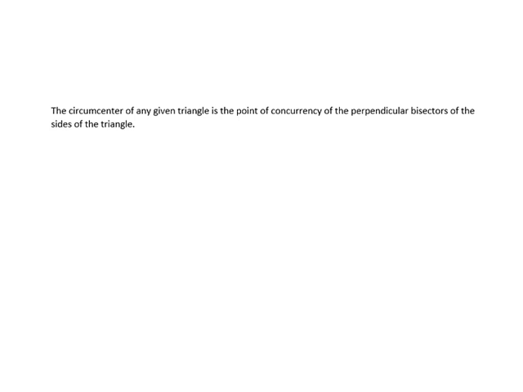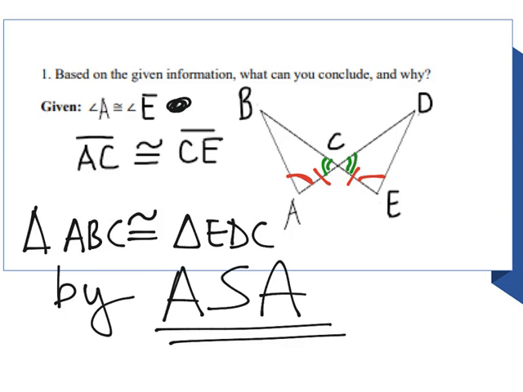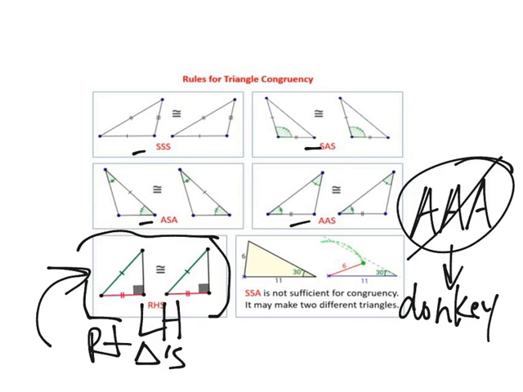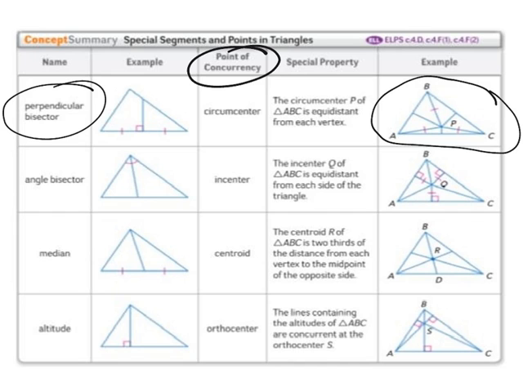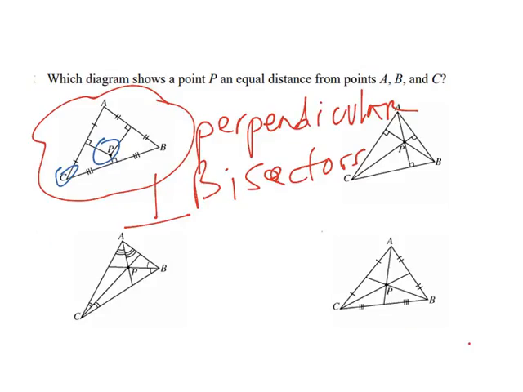The circumcenter of any given triangle is the point of concurrency of the perpendicular bisectors of the sides of the triangle. Remember, if you look at this slide right here, this is a perpendicular bisector. This is an example of what it looks like. And we know that the circumcenter is equidistant from each vertex, which means that P is equidistant from A, B, and C. Okay, review this slide.